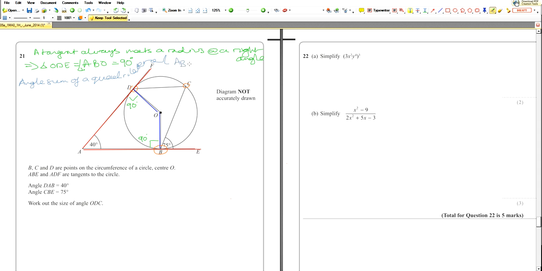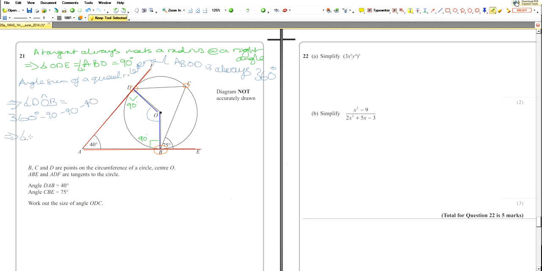ABOD is always 360 degrees. So angle sum, so the inside angles, so we can work out now quite easily this angle here. Therefore, we can say angle DOB, which is that one here, is equal to 360 minus all the angles that we know. 360 degrees minus 90 minus 90 minus the 40.